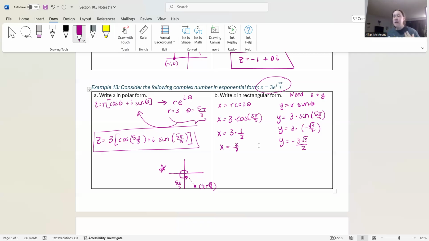Okay, and finally, we want to write this in rectangular form, but remember, this is rectangular form of a complex number. So z equals x plus yi. So we would say z equals 3/2 minus 3 root 3 over 2. Don't forget your i out to the front. And there you have rectangular form of the complex number that was initially given to us in exponential form as z equals 3 times e to the i times 5 pi over 3. That's a lot.